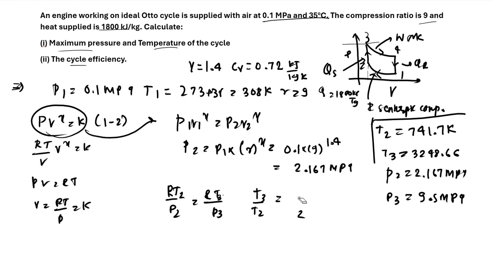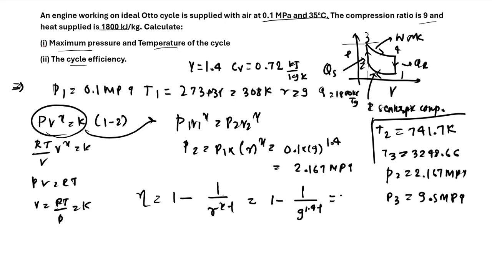Further, we have found out the maximum temperature and pressure. Further, we need to calculate the cycle efficiency. This is an Otto cycle. For an Otto cycle, the efficiency is simply written as 1 minus 1 divided by r to the power gamma minus 1. If you put the gamma value as 1.4 and r value as 9, you can easily calculate it as 58.5% as the cycle efficiency.